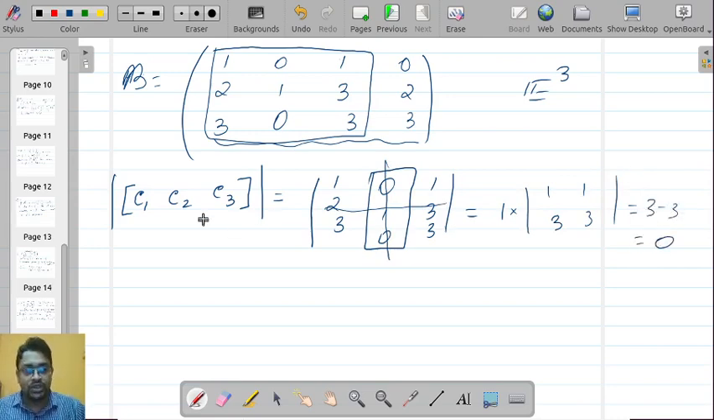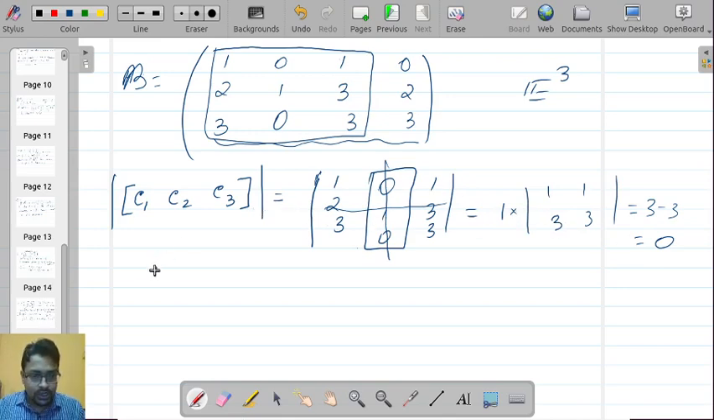Determinants, all of you, I hope you know from your knowledge of higher secondary classes. If you do not know, or if you are not finding this particular calculation comfortable, please open a higher secondary book on matrices and determinants and have a look at how a determinant is computed. So this determinant comes out to be 0.